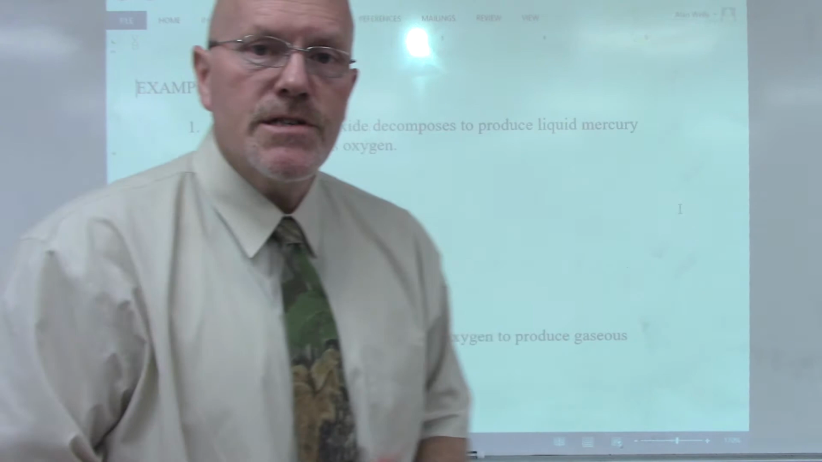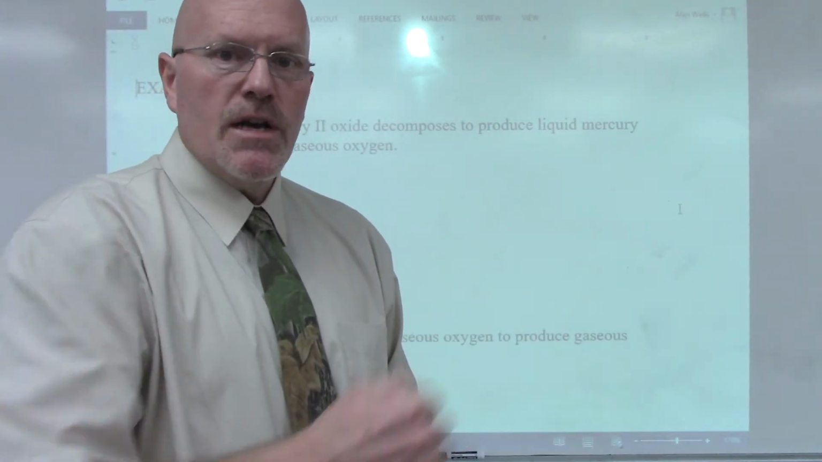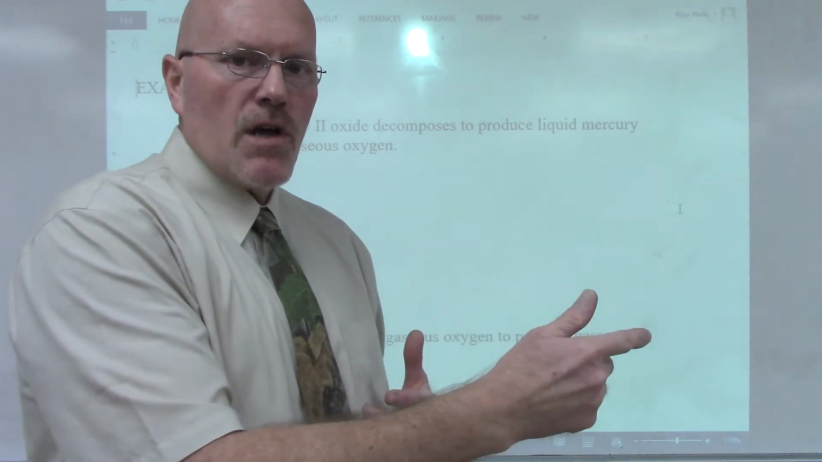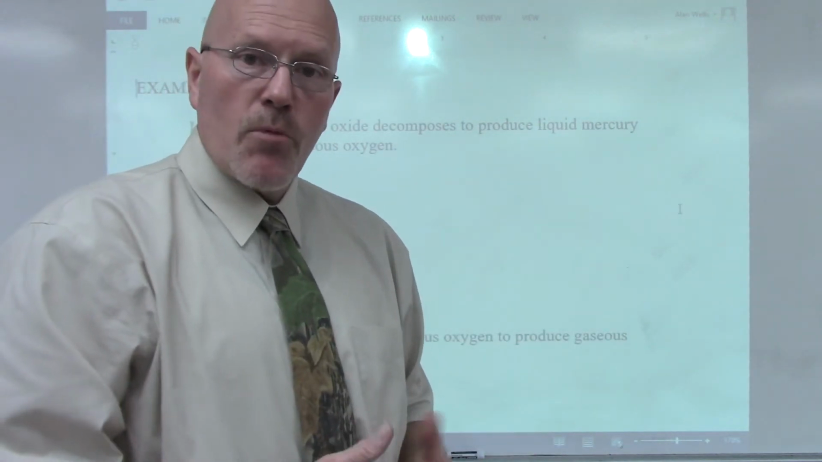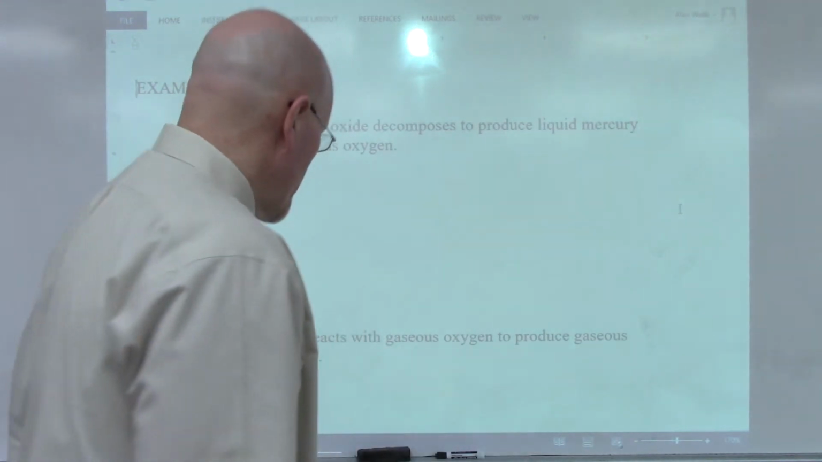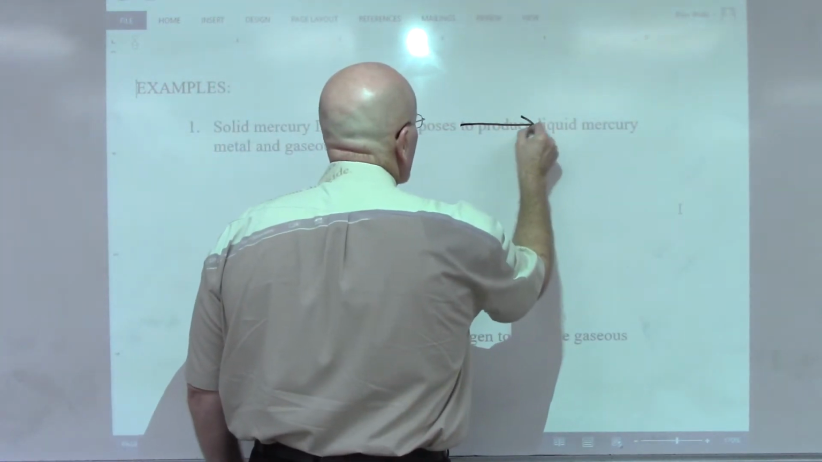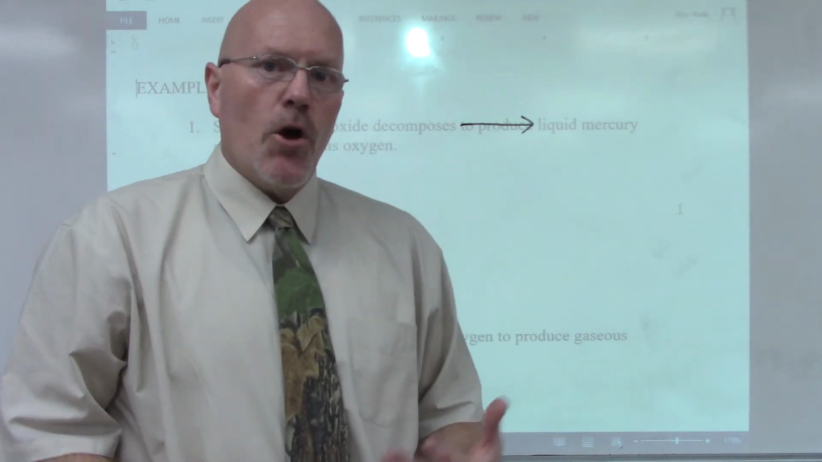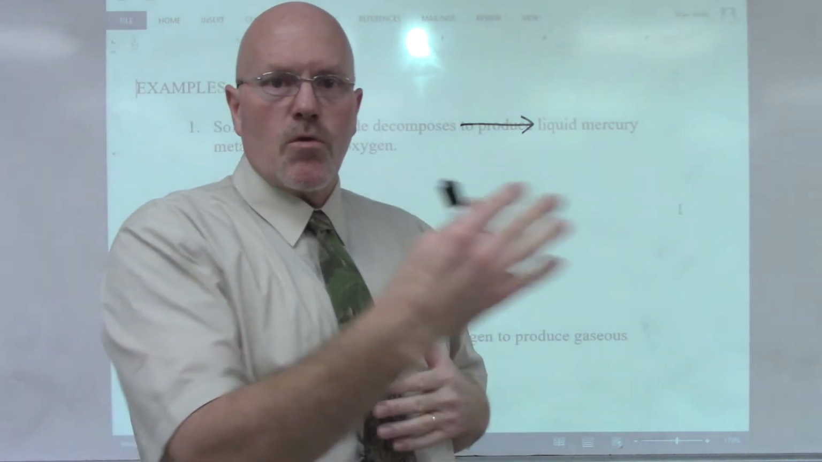And in this case, the arrow is indicated by the words "to produce." And what that indicates to us is that mercury 2 oxide reacts to produce liquid mercury metal and gaseous oxygen. So I'm going to diagram the sentence with the arrow. Now that I have my arrow, I know that the reactants are on the left, or on the dull side of the arrow, and the products are on the right.